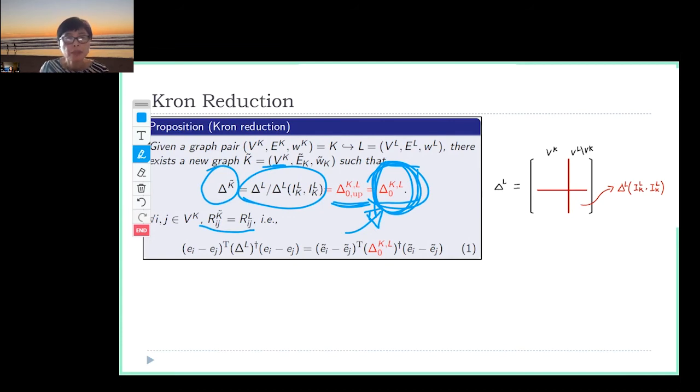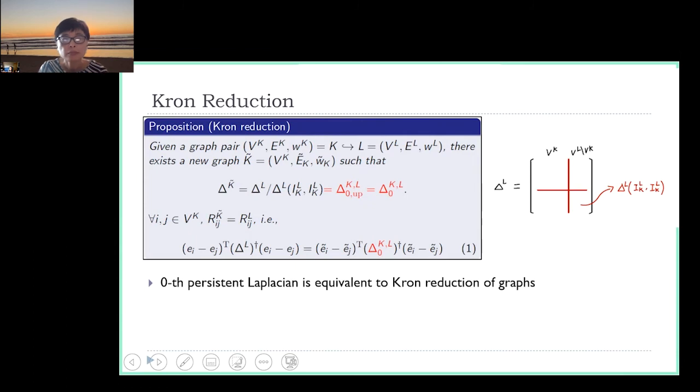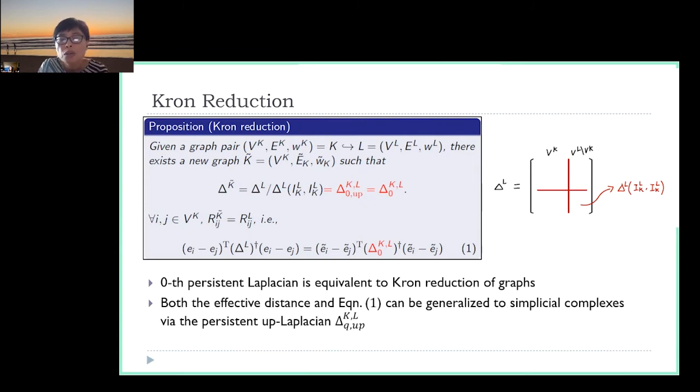Okay, essentially, when you look at the persistent Laplace from K to L, it actually retains all the information of the effective resistance for the bigger space L. All right, and it turns out that you can also extend this effective resistance, using the formula here in equation 1, to simplicial complexes. It should be effective resistance, not distance. So you can extend this to the high dimensional case, and then you have a result that your persistent Laplace basically preserves this high dimensional effective resistance.